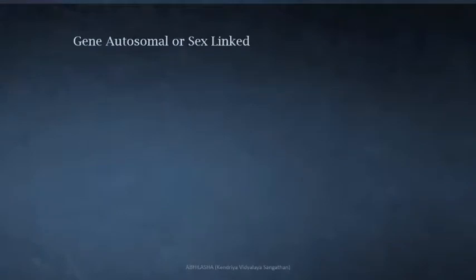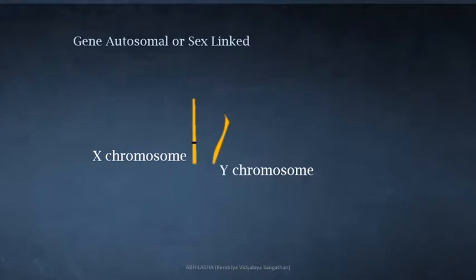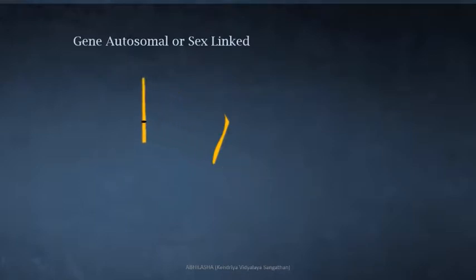Now how to find out whether the trait is autosomal or sex-linked? For this, you have to recall that in humans, sex chromosomes are X and Y. Now when we say sex-linked genes, the gene can be on X or on Y. Let's leave Y for now and focus only on X. In females, there are 2 copies of the X chromosomes. So genes on X chromosome in females behave just like the genes on autosomes. 2 alleles may be dominant or recessive.